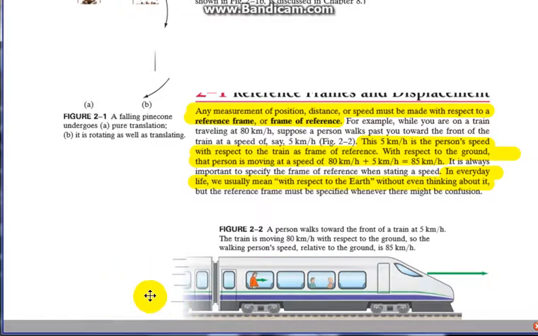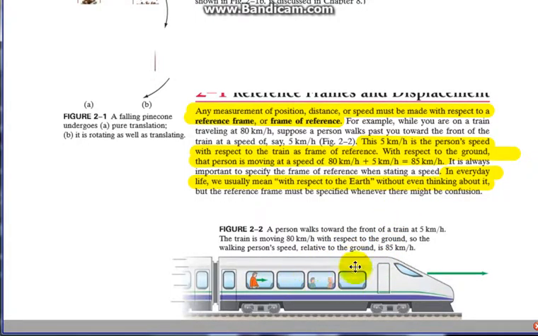But if someone was outside watching the train go by, this moving person would have a velocity or speed, in this case, of 80 kilometers per hour plus the 5 kilometers per hour in the train, so a total of 85 kilometers per hour. So it's always important to specify the frame of reference when stating speed. Simply saying the person is moving 5 kilometers per hour doesn't tell you enough. Okay, because 5 kilometers per hour with respect to what?